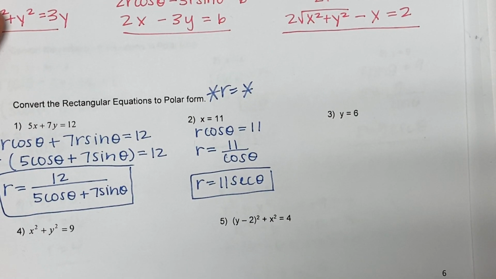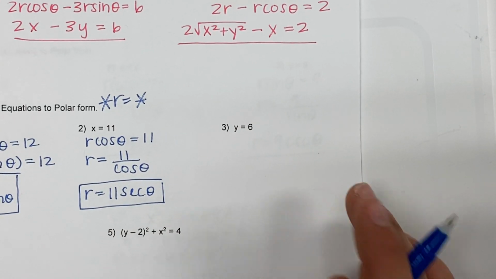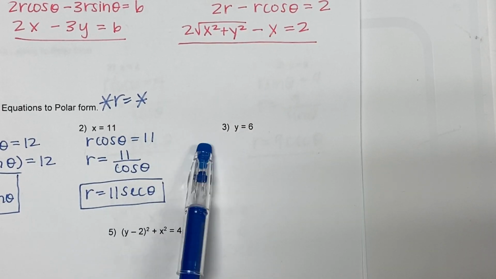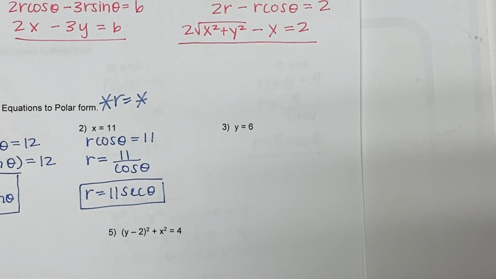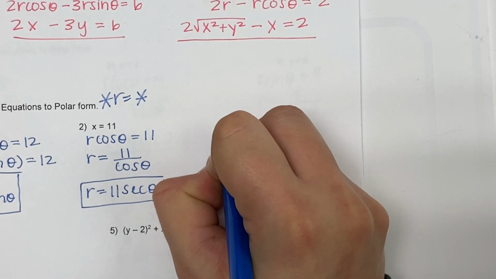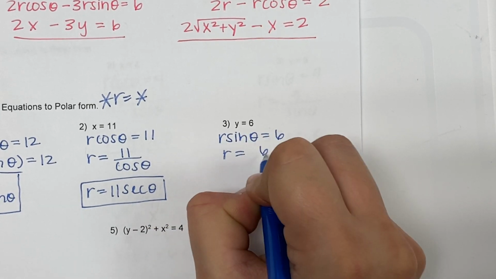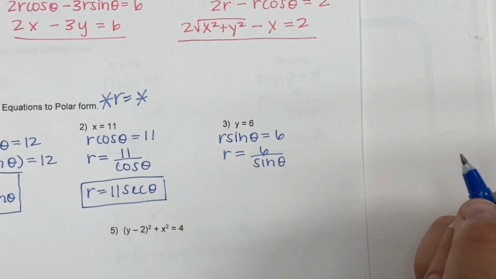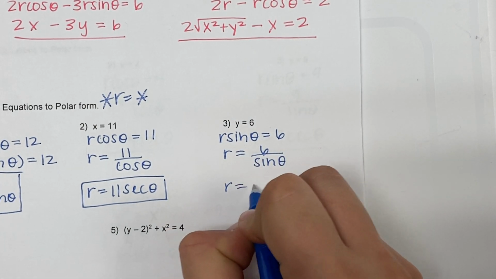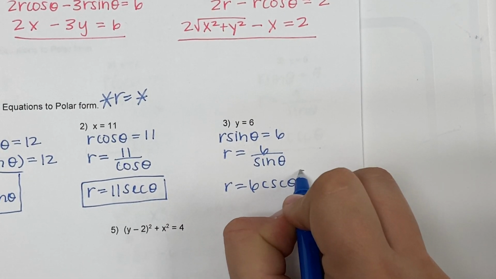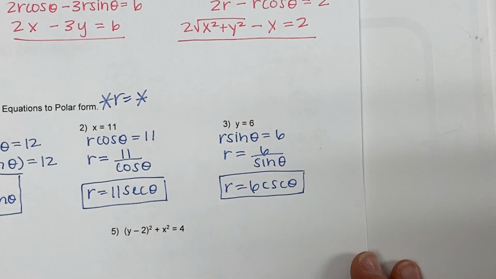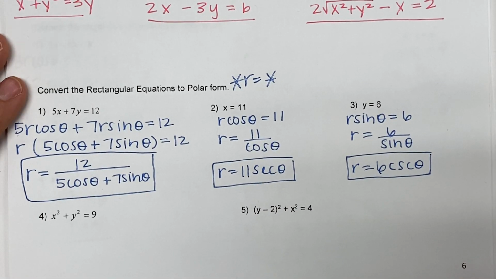Question so far? No? Okay, let's keep going. Or how about you try number 3? Number 3 is very similar to number 2, so y'all try number 3. You can do it. Oh, good job. Let's check our answer. So you said r sine theta equals 6. You divided by sine, and then you were like, I can make it prettier. And you did cosecant, right? Yay! Okay, a couple more.